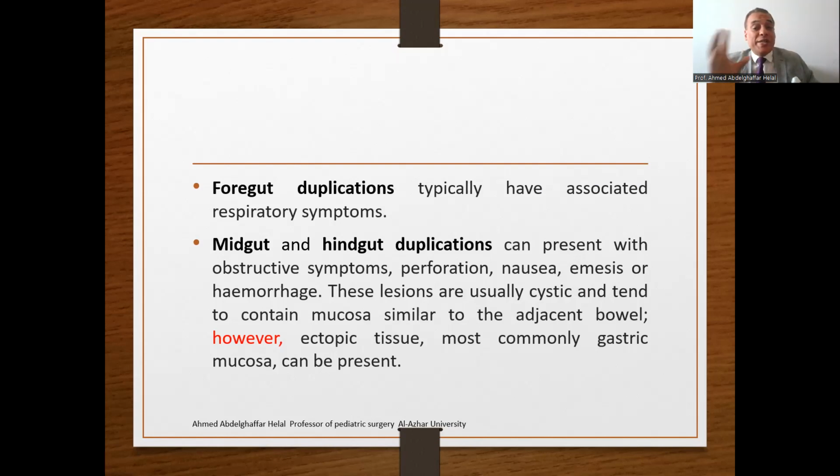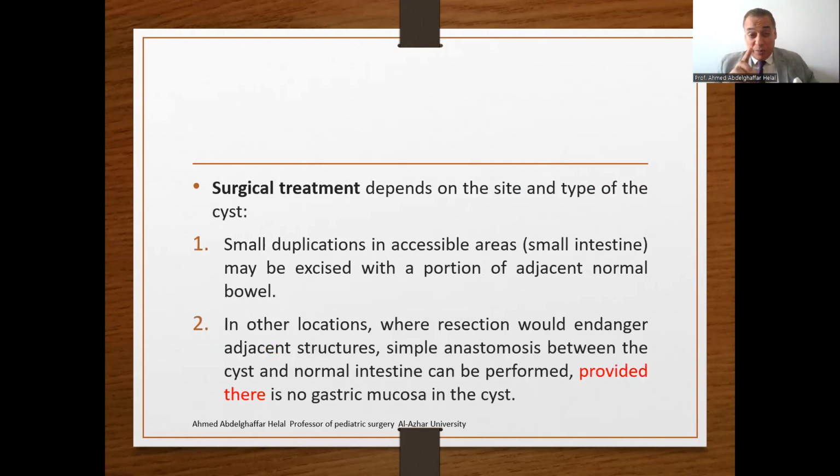These lesions are usually cystic and tend to contain mucosa similar to the adjacent bowel. However, ectopic tissue may be present, most commonly gastric mucosa. Surgical treatment will depend on the site and the type of the cyst. Small duplications in accessible areas like the small bowel may be excised with a portion of the adjacent normal bowel. In other locations where the resection would endanger adjacent structures, a simple anastomosis between the cyst and the normal intestine can be performed, provided that there is no gastric mucosa.